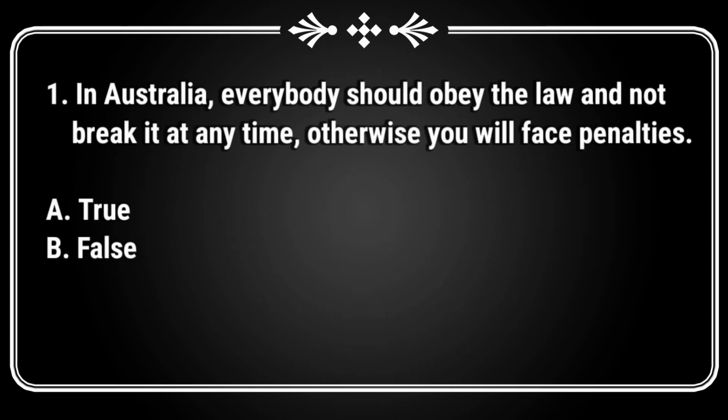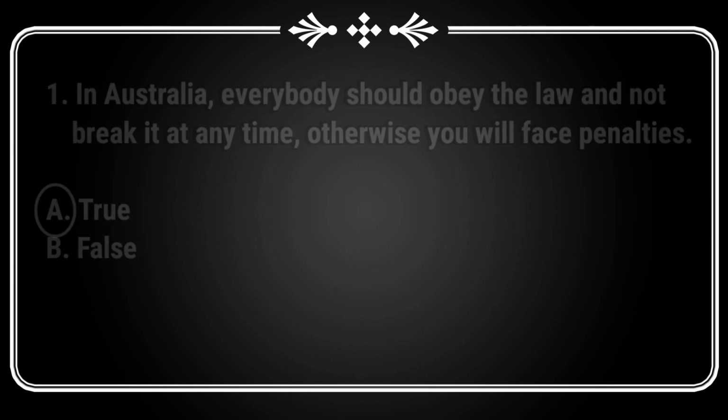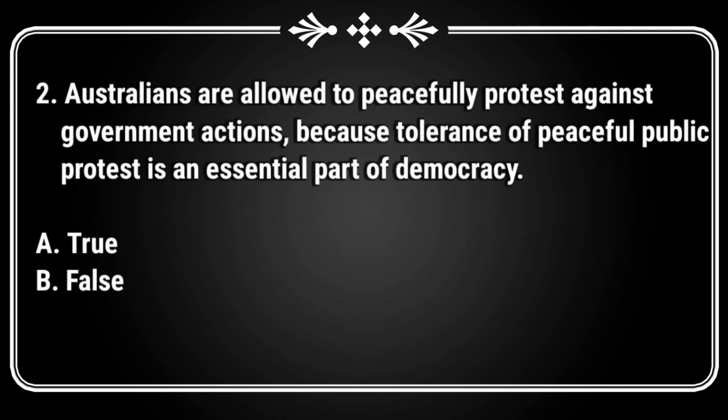Question number 1. In Australia, everybody should obey the law and not break it at any time, otherwise you will face penalties. Letter A, true. Letter B, false. The answer is letter A, true. Number 2. Australians are allowed to peacefully protest against government actions because tolerance of peaceful public protest is an essential part of democracy. Letter A, true. Letter B, false. The answer is letter A, true.